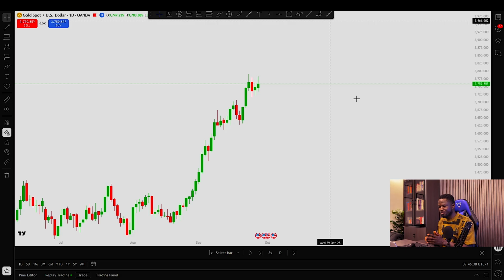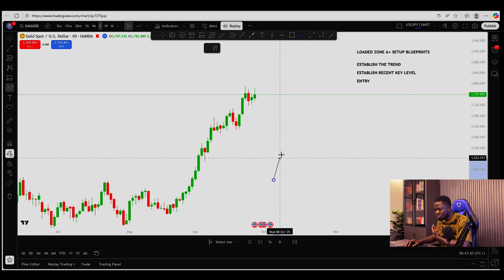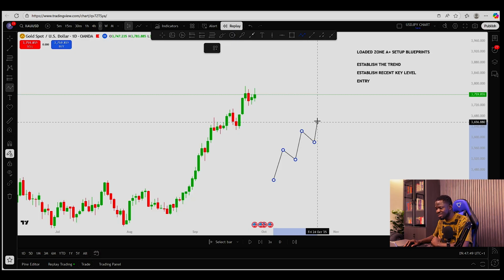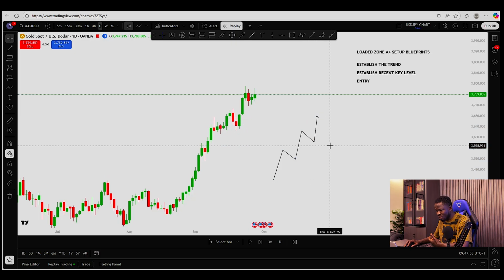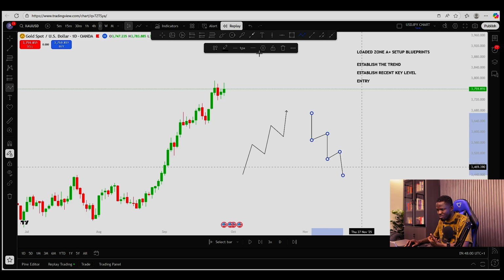This is the daily time frame of the gold market, right? The first step is to establish the trend, and there are two types of trend. We have an uptrend, when the price action is trending to the upper side. That indicates buyers are the ones in charge of the market, while the second type of trend is a downtrend, when the sellers are the ones in charge of the market.